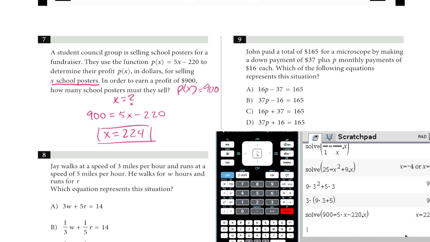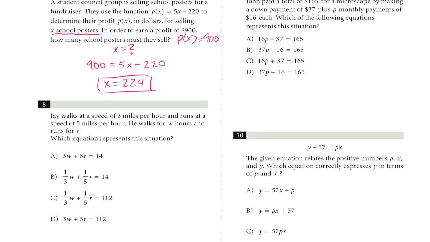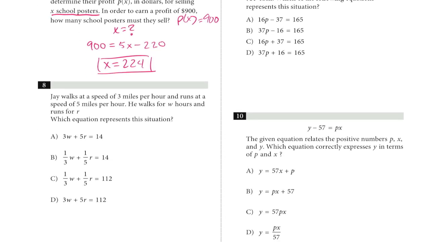All right. So number 8. Jay walks at a speed of 3 miles per hour and runs at a speed of 5 miles per hour. He walks for W hours and runs for R hours. That should say hours. There's a typo in this. For a total of 14 hours. So they're missing that part as well. So which equation represents this? Or excuse me, for a total of 112 miles is what this question should be saying.